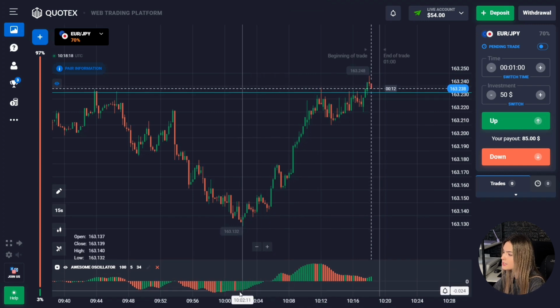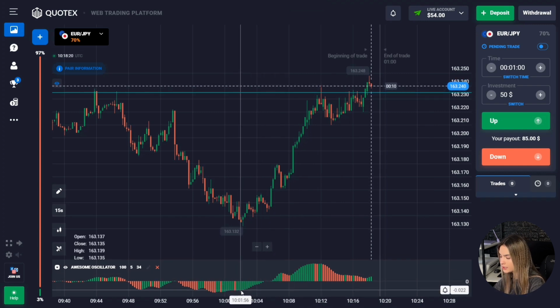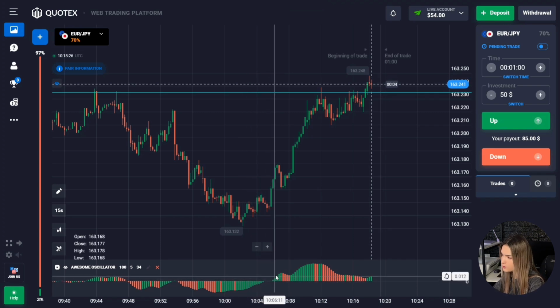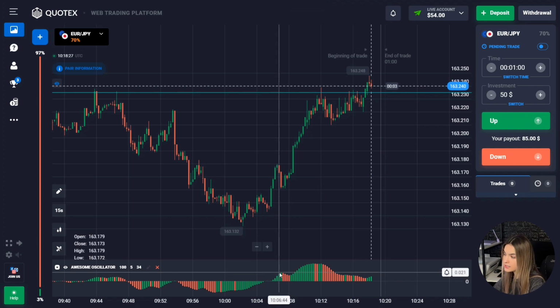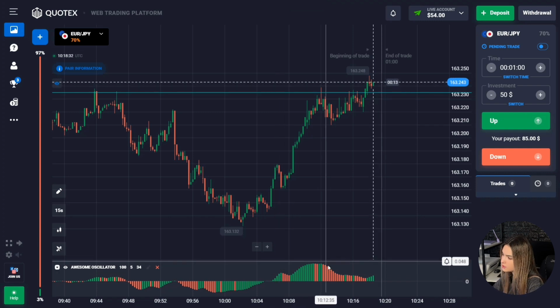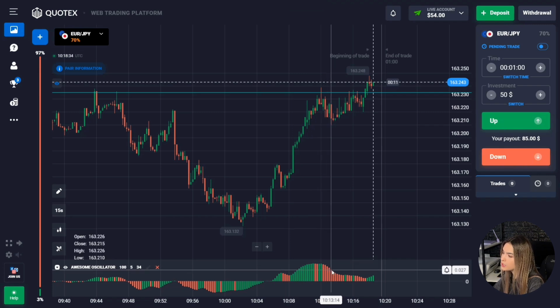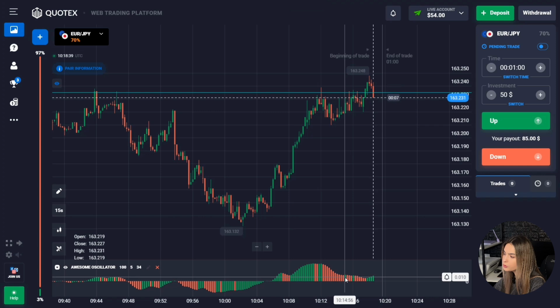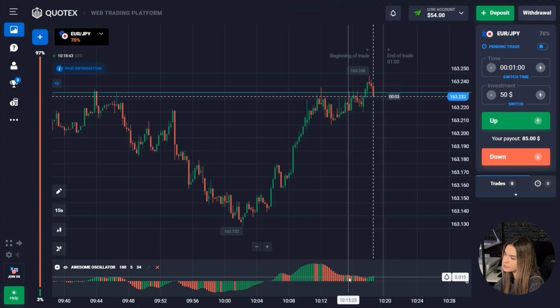And the signal is the moment when, for example, a green histogram is formed. This means that the volumes for the increase are growing and in the future the price will move up. Accordingly, in a similar situation, we can open a deal up. Also, when the red histogram is formed, this means that volumes are growing for a decrease, and in the near future the price will move down. Accordingly, in a similar situation, we can open a deal down.